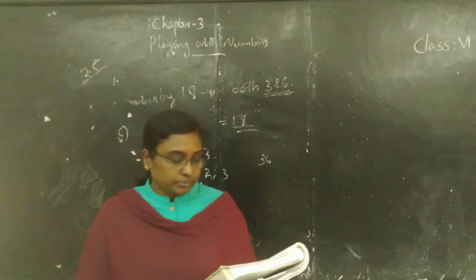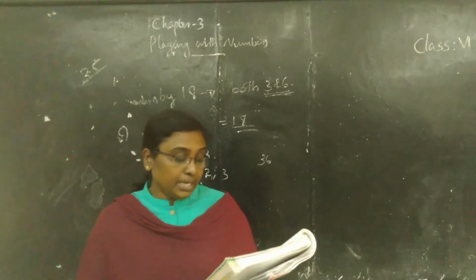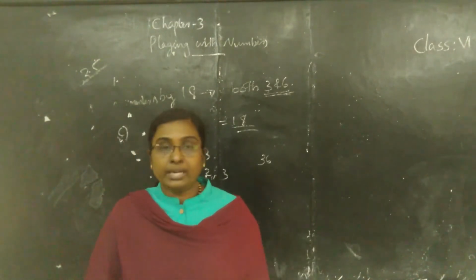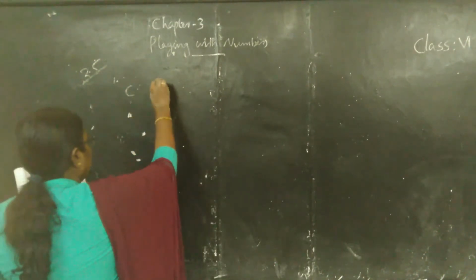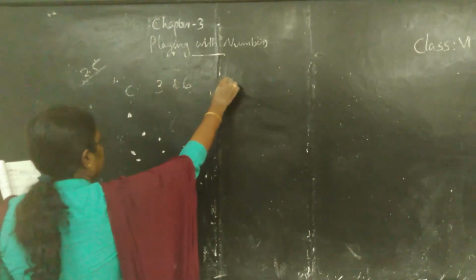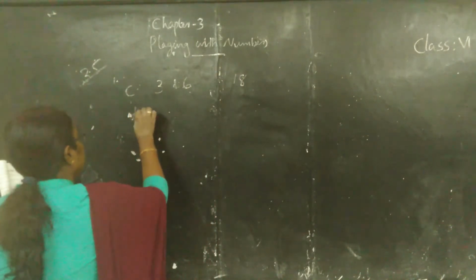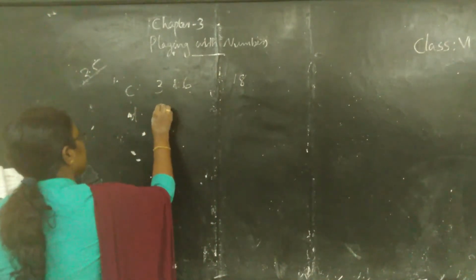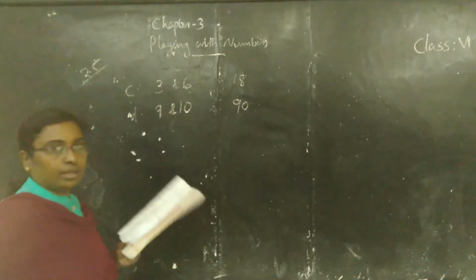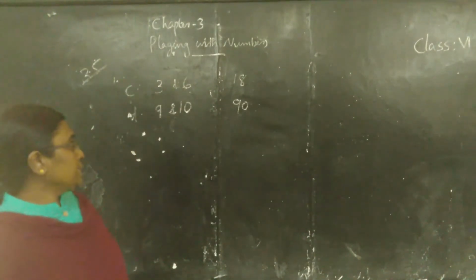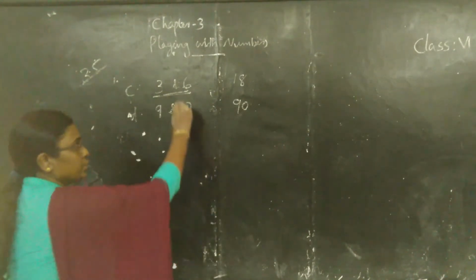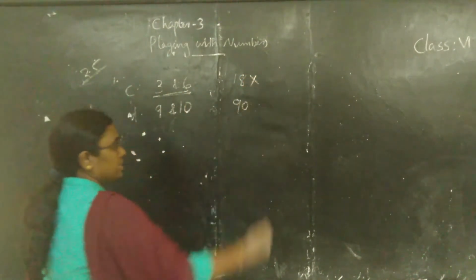The next one. If a number is divisible by 9 and 10 both, then it must be divisible by 90. In question number C, it is given that if a number is divisible by both 3 and 6, it is divisible by 18. In question number D, it is given that if a number is divisible by both 9 and 10, it is divisible by 90. In question C, 3 and 6 are not co-prime numbers, so it is not divisible by 18.